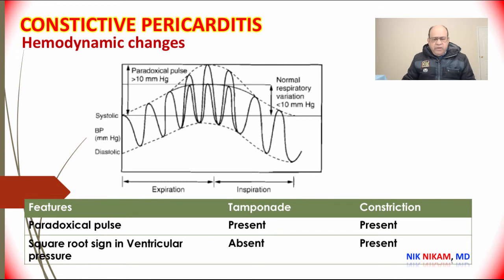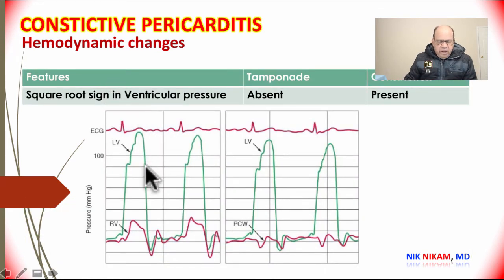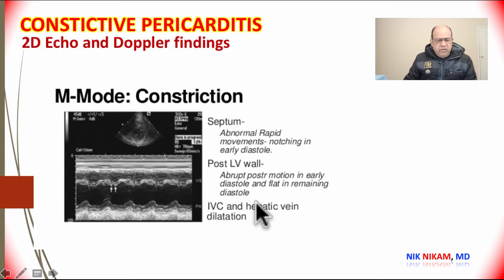In the cardiac catheterization lab, when we put catheters in the right ventricle and the left ventricle, during diastole we see a rapid descent followed by a plateau because there is no more filling of the ventricle after the early diastolic filling. That results in what is described as a square root appearance, which is characteristic of constrictive pericarditis. Now let's look at echo and Doppler findings in patients with constrictive pericarditis.